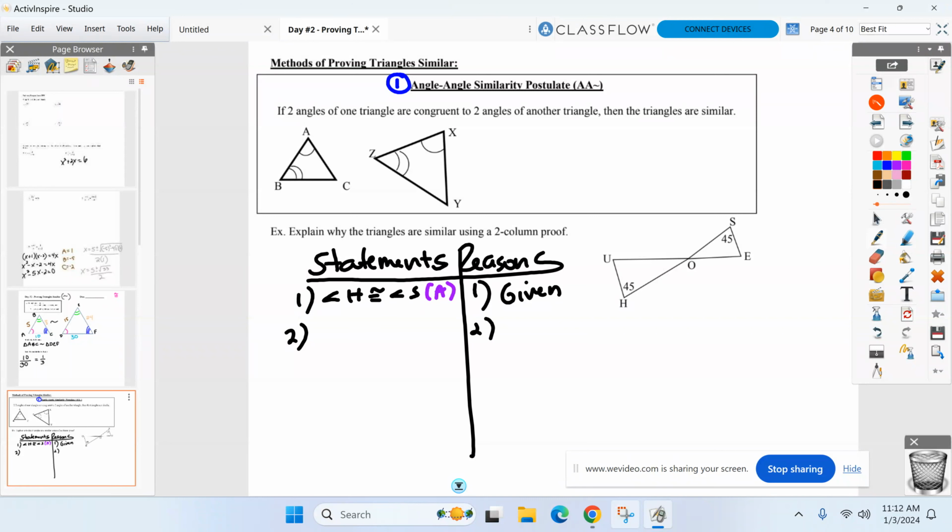My vertical angles. Please don't put angle O equal to angle O. Angle UOH is congruent to angle SOE. Vertical angles congruent. And that's it. These proofs are nice. Angle, angle, that's it. Once I have that, now I can say the triangles are similar. So triangle UOH, I'll call it UOH.